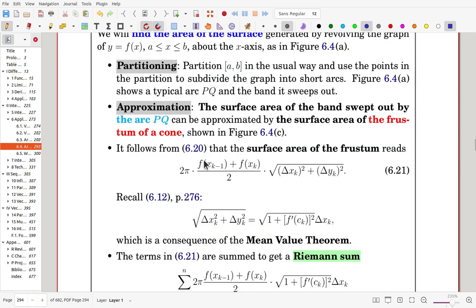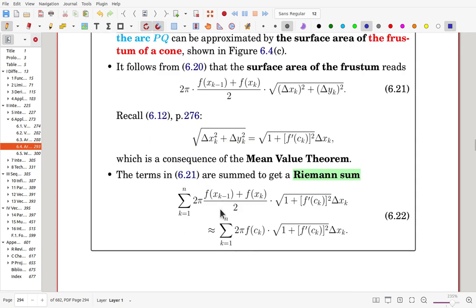We sum them, but before summing, this portion can be replaced by the one we did earlier by using the mean value theorem. So here, replacing this term by that one, we sum k from 1 to n to get a Riemann sum. So now, rather than the average radius, at the same position c_k, this average radius can be written in this way, which is a good approximation.